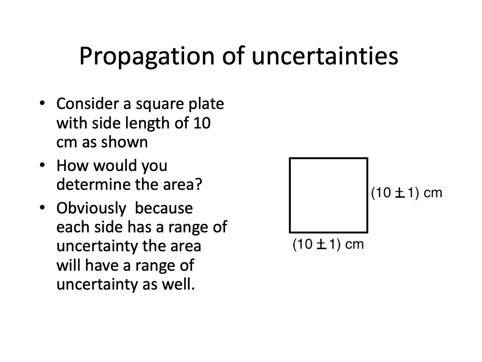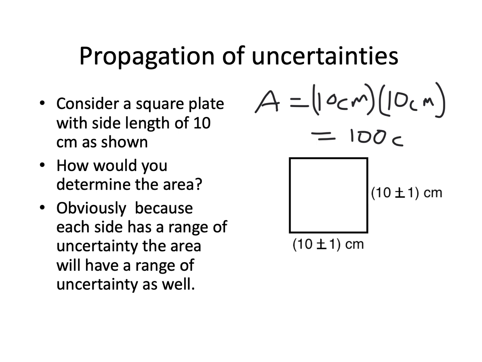Now, if you measure each side to be 10 centimeters, then obviously the area is going to be 100 centimeters squared. I mean, I say that's obvious. I hope it is. The area is going to be the length times the width. So that's going to be 10 centimeters times 10 centimeters, and so that's going to give me 100 centimeters squared because I have centimeters times centimeters.